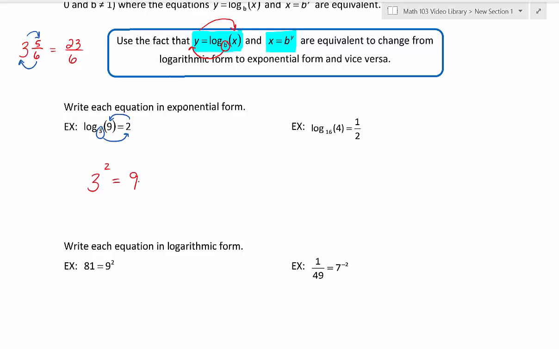Let's convert log base 16 of 4 equals 1/2 to exponential form. The bases are the same, so we always start with the base. 16 raised to the 1/2 will be equal to 4. And again, we get a true math fact. We know that 16 raised to the 1/2 is the same as the square root of 16, and the square root of 16 is equal to 4.